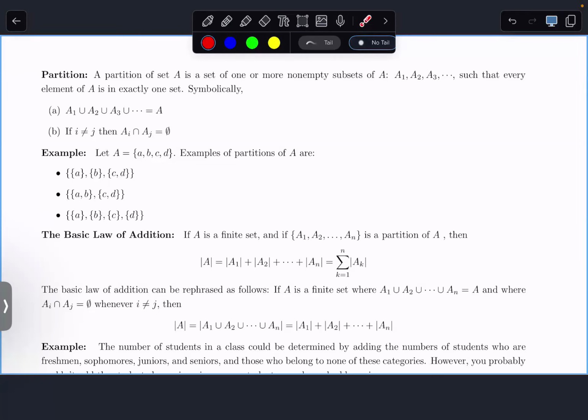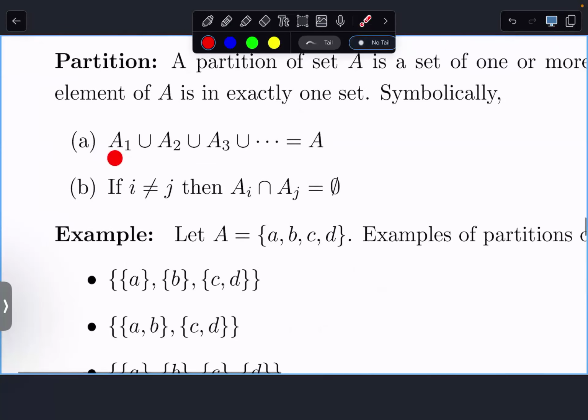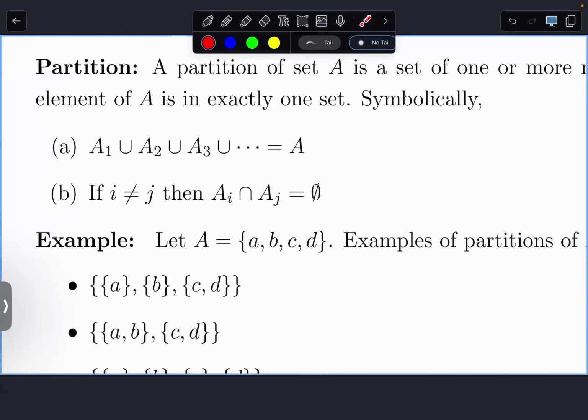But what we have symbolically is that, okay, if I have the union of all of these partitions or subsets of A, and I take the union of all of those, it has to be A, meaning every element has to be in some partition of A. Okay.